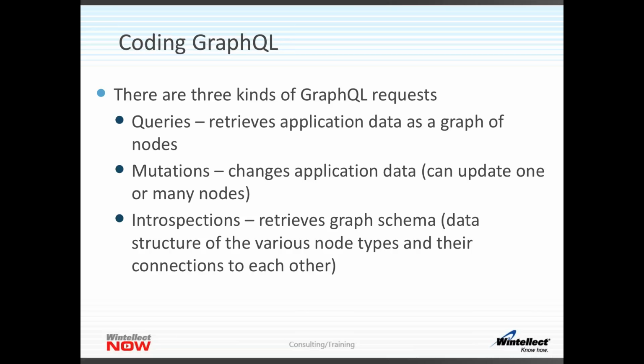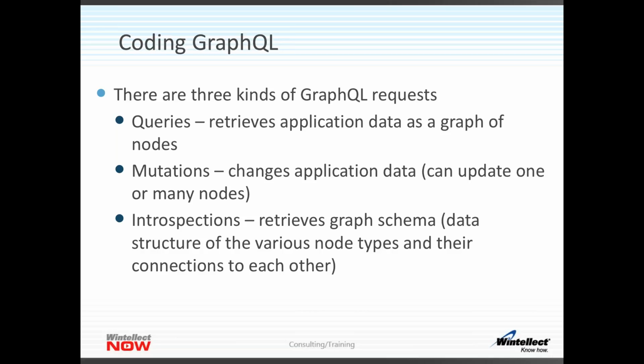Now, there are three different types of GraphQL requests. We have queries, mutations, and introspections. Queries will basically retrieve application data as a graph of nodes. And so you can think of queries as like your GET requests. You're just going to go out and retrieve information and then make use of that information.